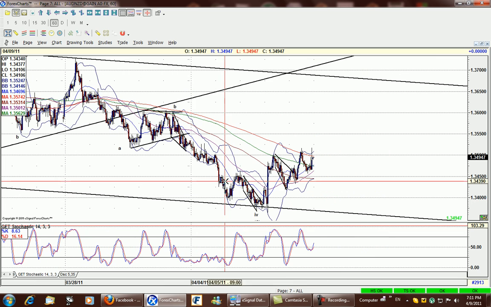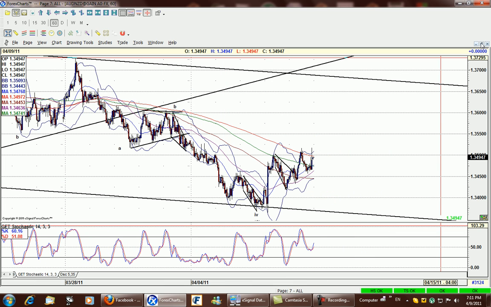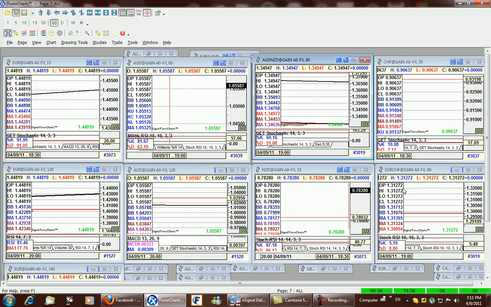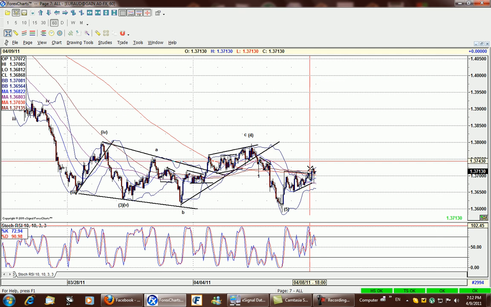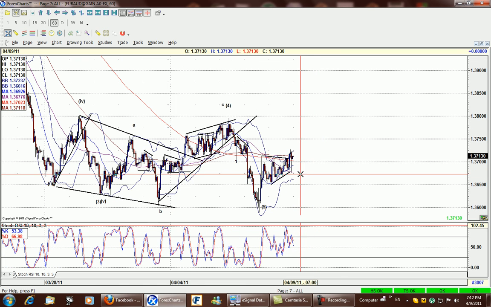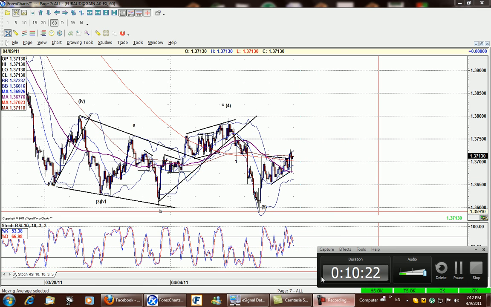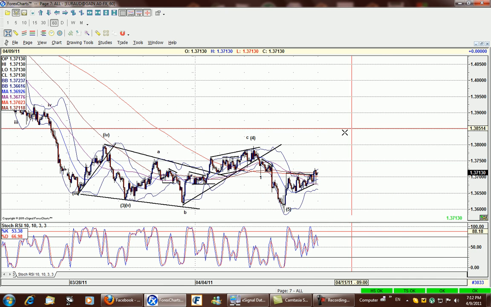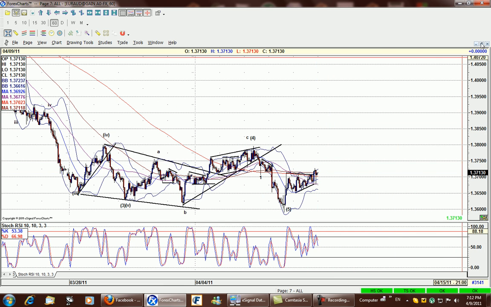So I might, sorry, this is Aussie New Zealand. I might jump into the Euro Aussie long. Again, this is the bottom here. I will be posting this trade on the Twitter if I ever decide to trade it.